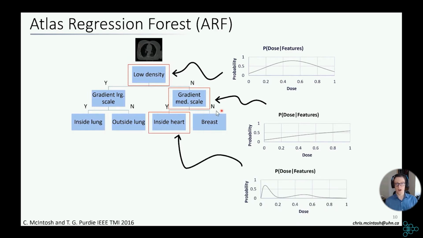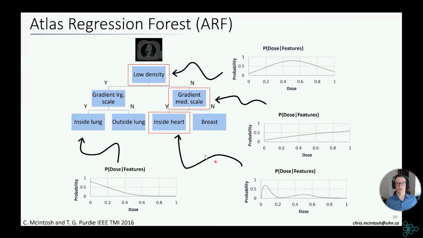And as we then progress down this hypothetical tree, we might eventually figure out that we're inside the heart, and therefore we have a much more narrow distribution. Now, this tree is hypothetical, it's only a few layers deep. In reality, it learns very, very deep trees that are able to characterize down to the individual voxel of a patient how much radiation should or shouldn't be present. Versus if we looked at the distribution, for example, once it figured it was inside the lung, it should have a very low probability of having dose.